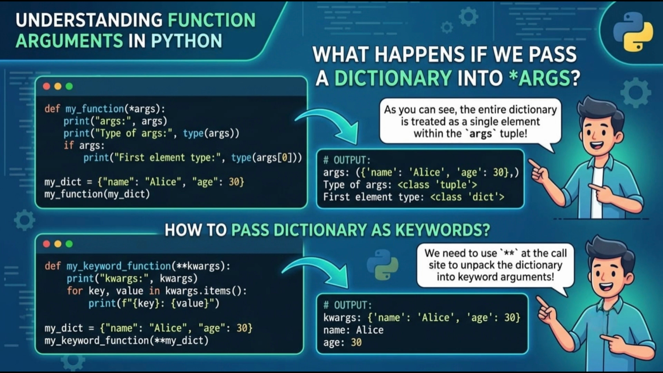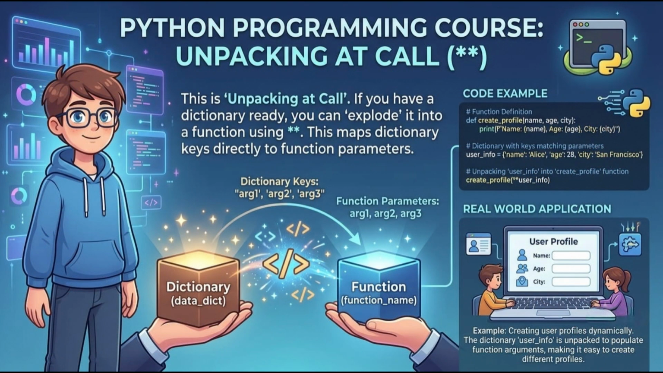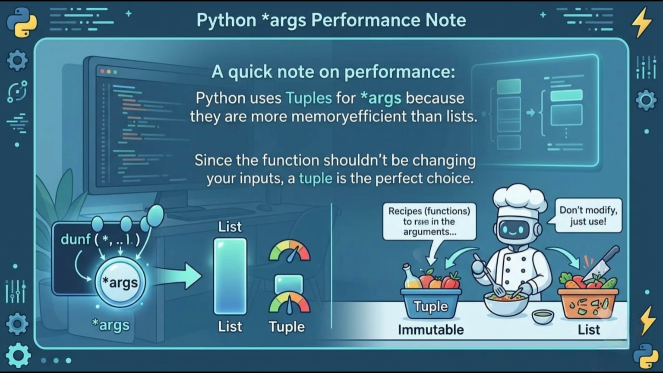Let's try to break it. What happens if we pass a dictionary into *args? It gets treated as a single tuple element. To pass it as keywords, we would need to use ** at the call site. This is unpacking at call. If you have a dictionary ready, you can explode it into a function using **. This maps dictionary keys directly to function parameters. A quick note on performance: Python uses tuples for *args because they are more memory efficient than lists. Since the function shouldn't be changing your inputs, a tuple is the perfect choice.